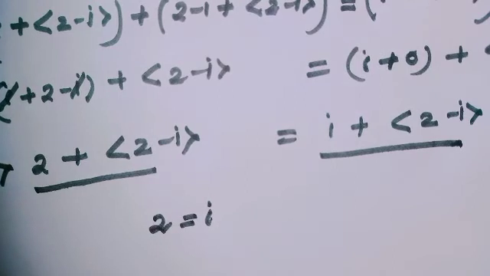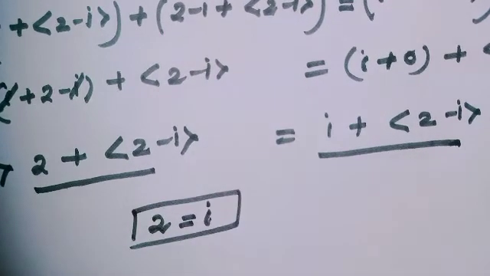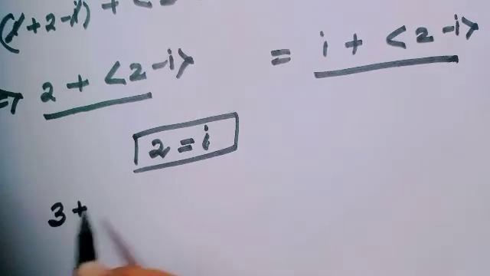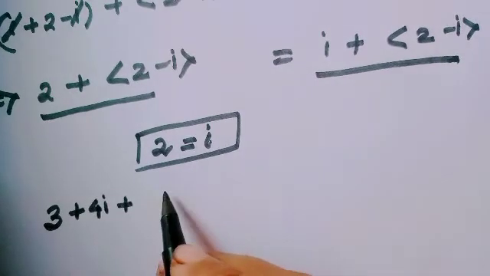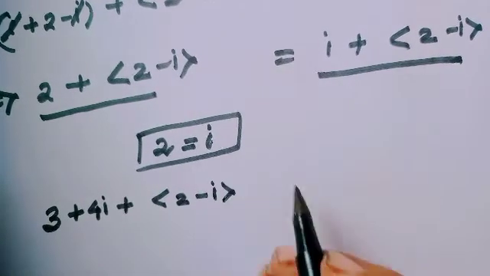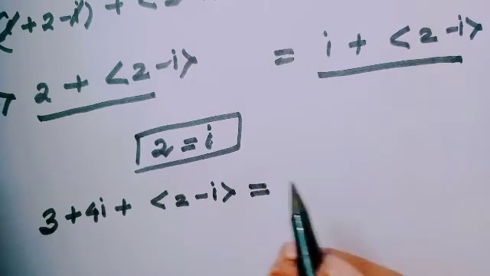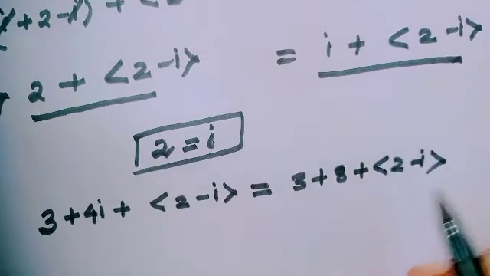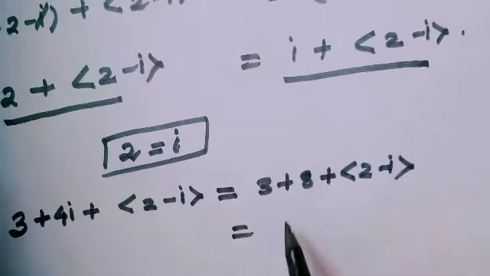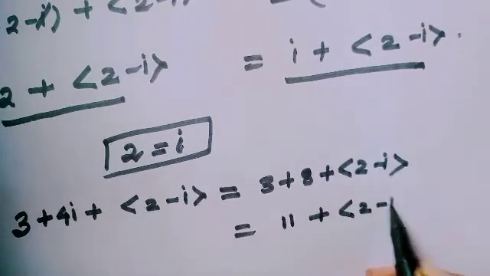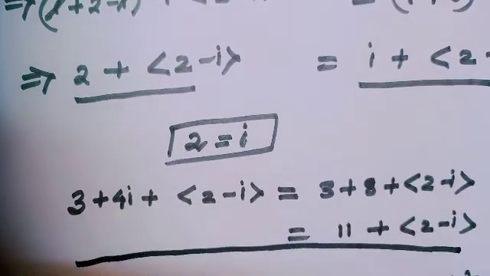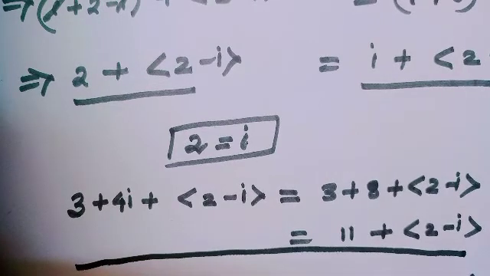Are you getting why 2 equal to i? Okay. For example, if we consider the element 3 plus 4i plus the ideal generated by 2 minus i, then this value would be in this quotient ring 3 plus 8 plus the ideal generated by 2 minus i, which is actually same as 11 plus the ideal generated by 2 minus i. Means in this quotient ring, these two quotients are similar. Are you getting the structure of this quotient ring?